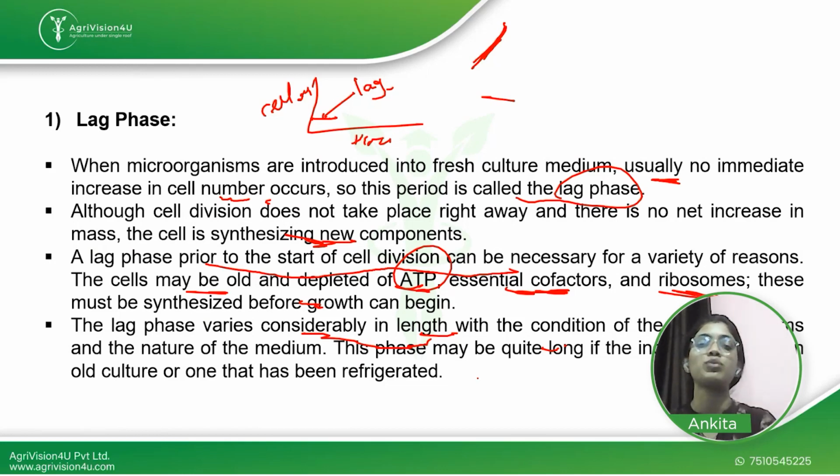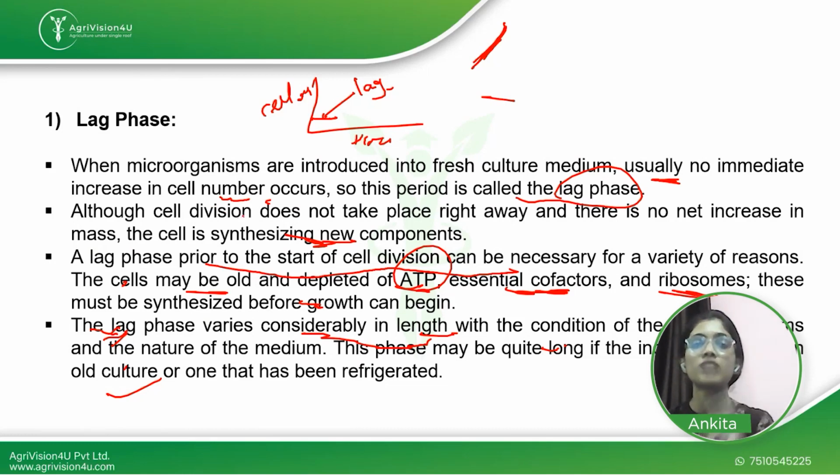Bacteria will require time to get adapted to the environmental condition. Even if you have an old culture, the time required will be long. If you have a fresh culture, the time required will be less. So in lag phase, what you have to remember is that cells are just adapting to the environmental conditions. Depending on that, their number may vary.